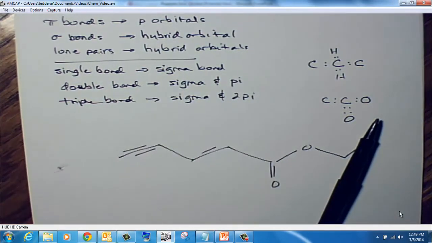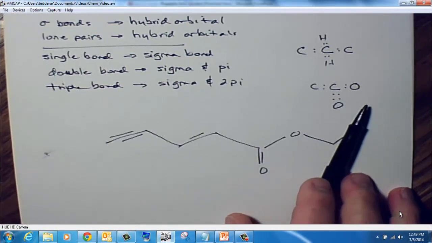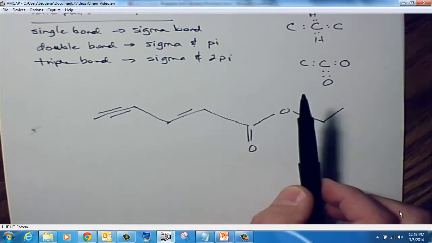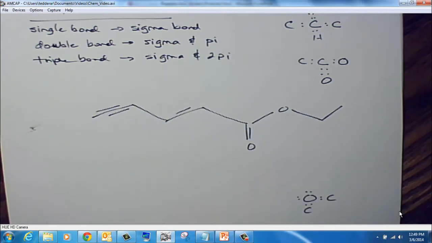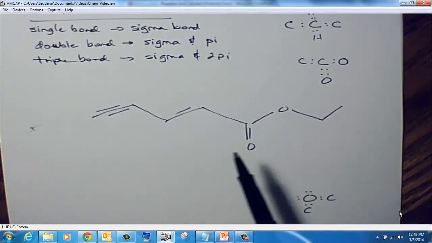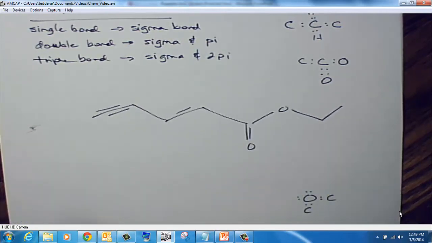So that's how you can figure out the hybridization of any atom if you just think about it a little bit. Think about the process we went through to get these structures step by step and go backwards.